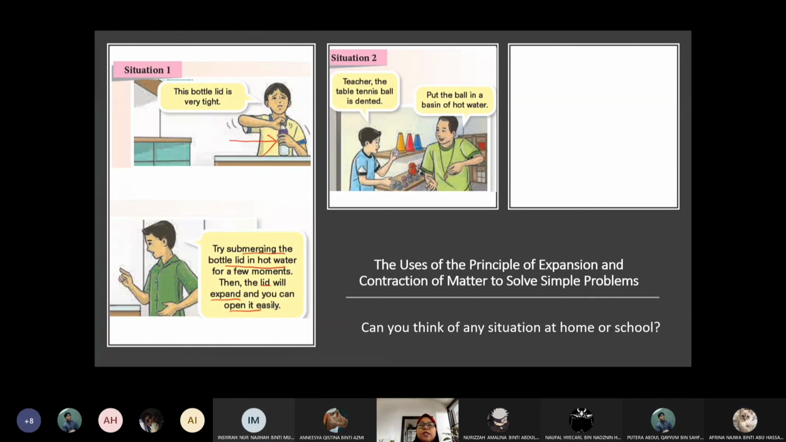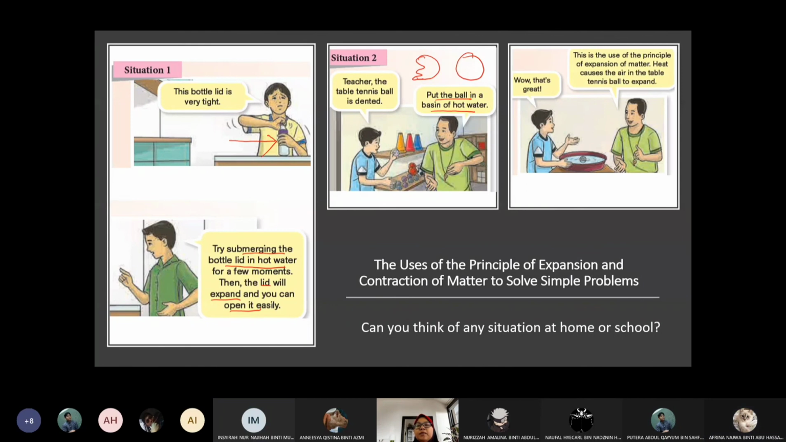Situation number two. Okay, you look at the tennis ball. The tennis ball is dented. So how to make the tennis ball round back? You just put the ball in a basin of hot water and that will cause the ping pong ball to expand. Okay, and then it causes the air to expand.